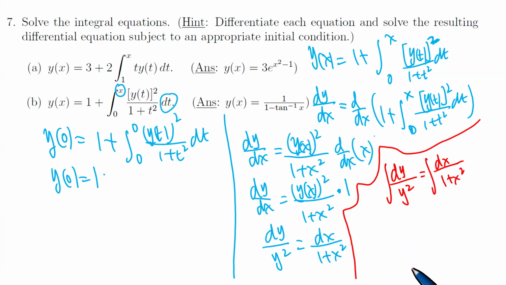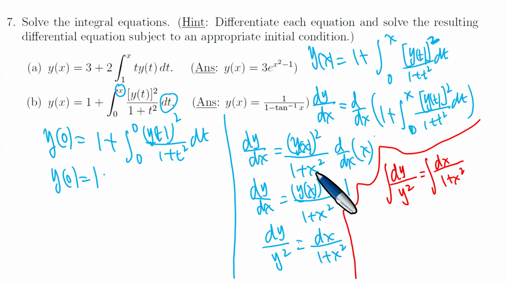Why, and how do you get y squared? This y squared dy, like this. Yes, because it is y of x squared, so it's just y squared. Because it is dy dx, so it is y as a function of x. Y is a function of x, we normally write just only y.